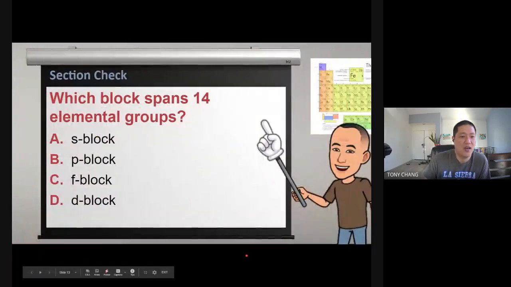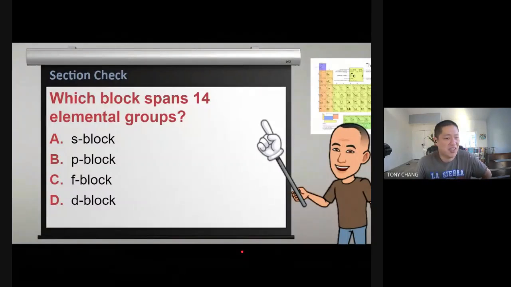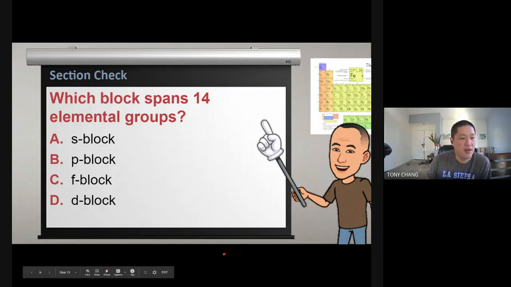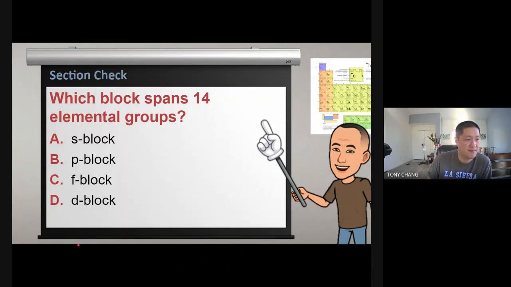All right, so let's take a look at the section check. Which block spans 14 elemental groups? Remember, groups are columns. So which block has 14 columns? Don't press enter yet. Okay, which block has 14 elemental groups or 14 columns? In 3, 2, 1, answer.